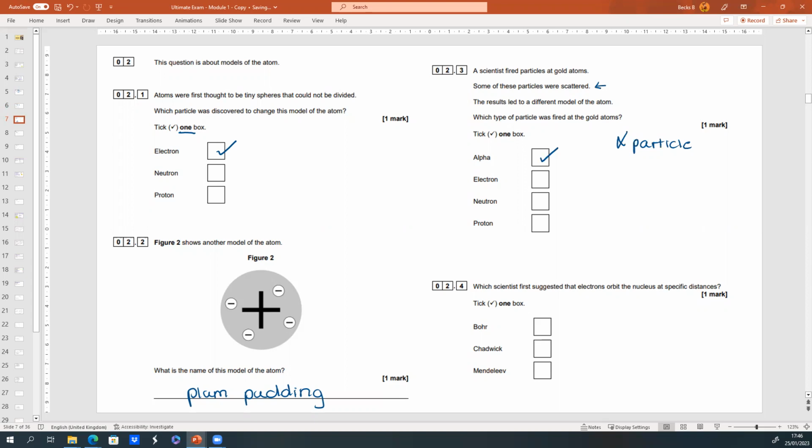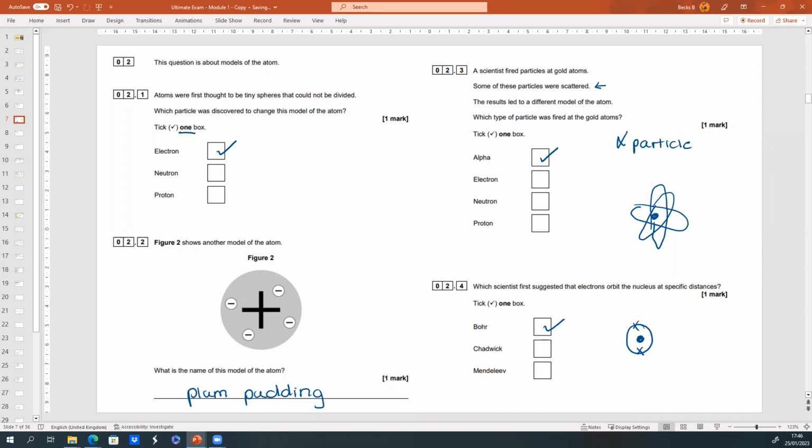And the final part on this: which scientist first suggested that electrons orbit the nucleus at specific distances? Once we discovered that electrons were around, the first idea was like what you'd see on TV, etc. And then we realized that actually we've got our nucleus and our electrons surrounding it, as we know, in our shells. And it was Bohr that did the work that led to this.